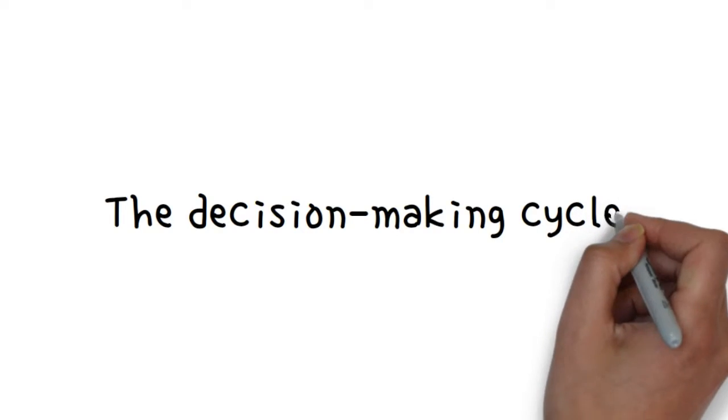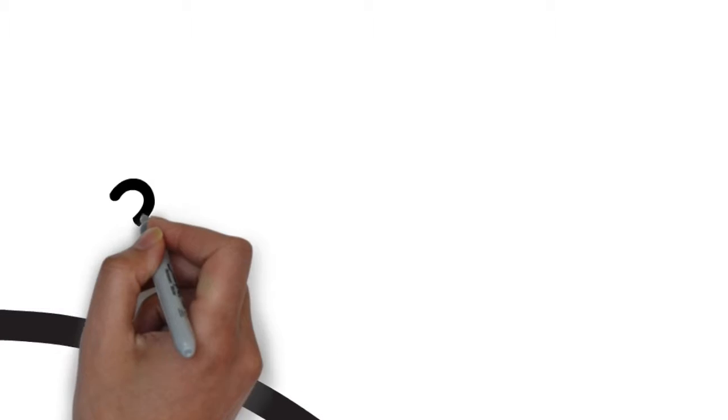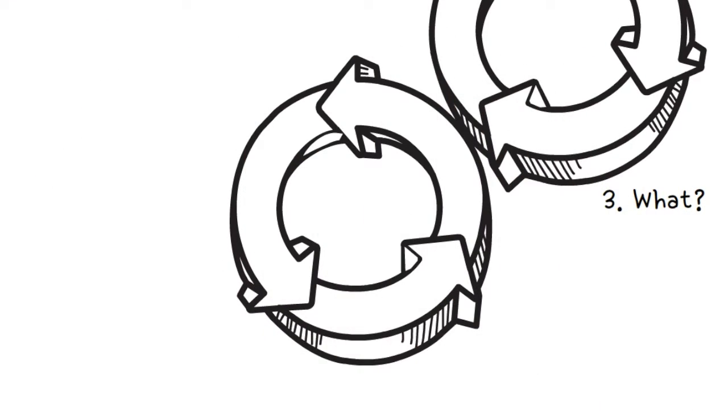The framework then becomes a decision-making cycle, starting with the why question. After the why question, we ask the where and what questions. This helps to build a strategic framework and to understand the problem.